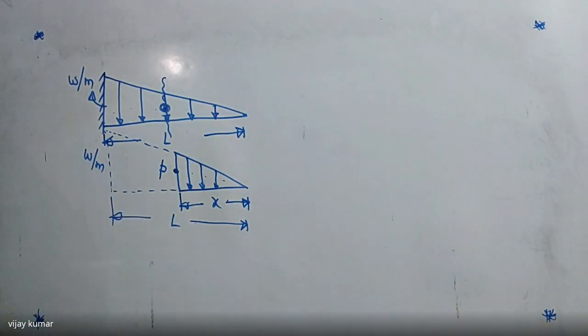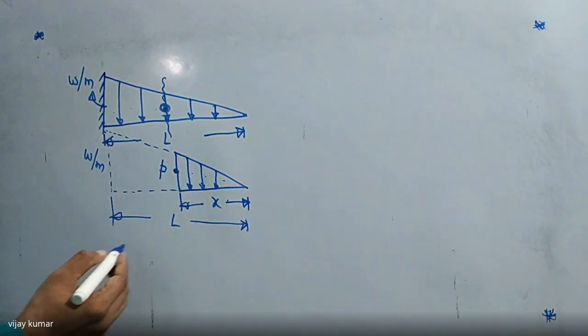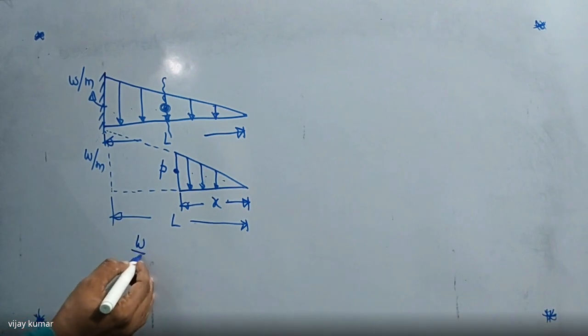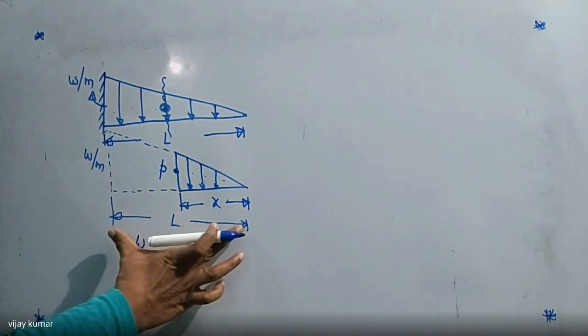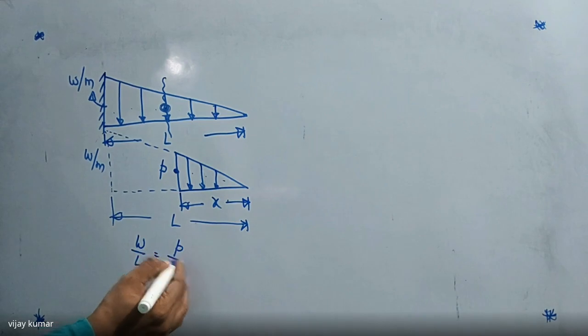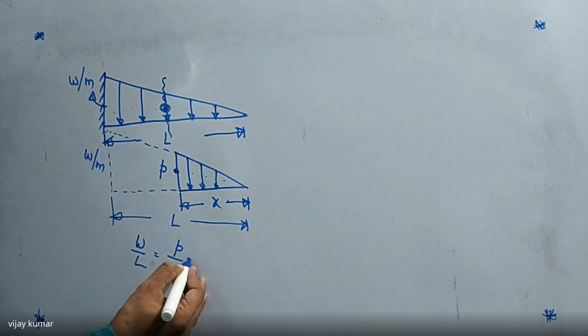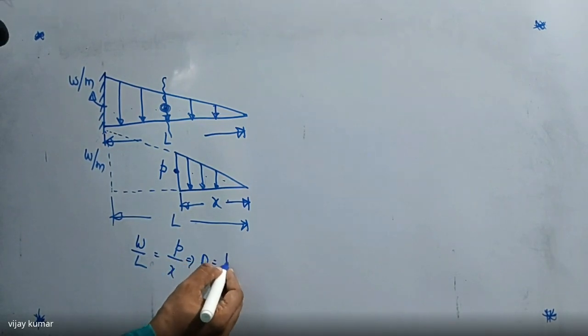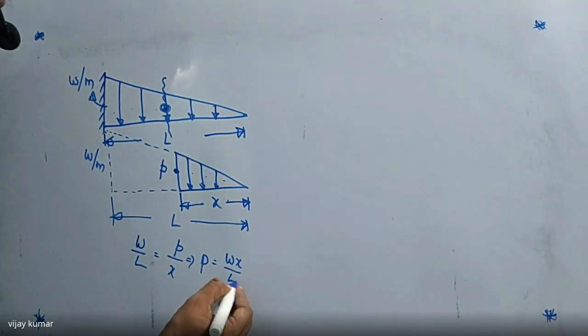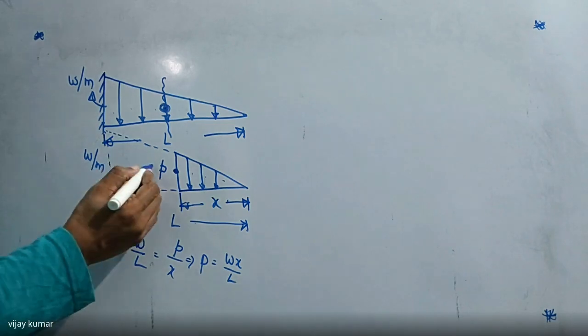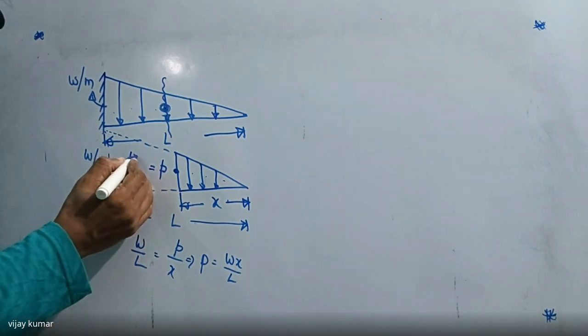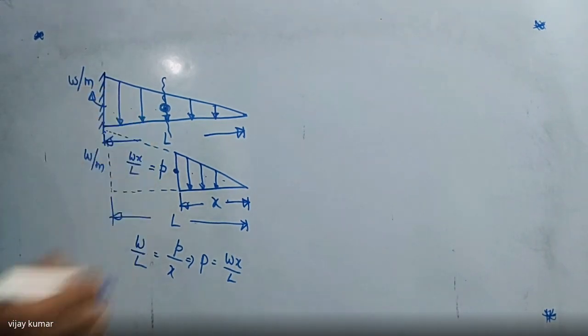So how to calculate here? By using the similar triangle property, that is W divided by L, this load divided by this total length, is equal to P divided by x. So that implies P is equal to how much? W into x divided by L. That is the load here.